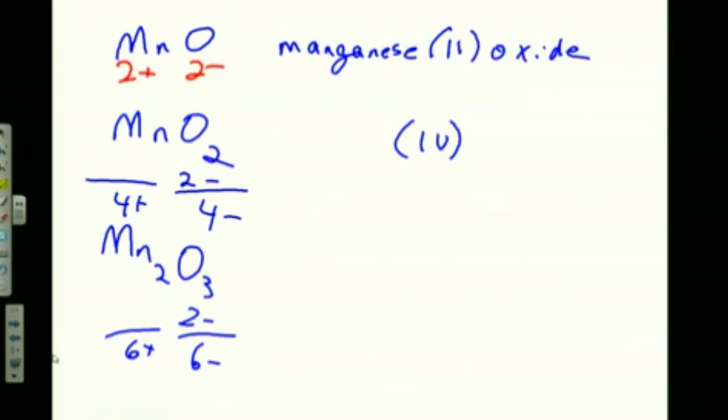Oh. So what am I going to multiply by 2 to get 6 positive? 3. So this one is manganese 3 oxide.